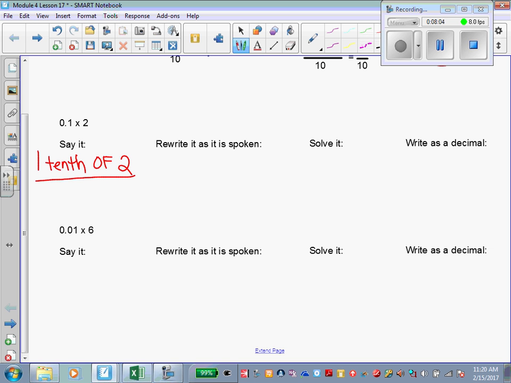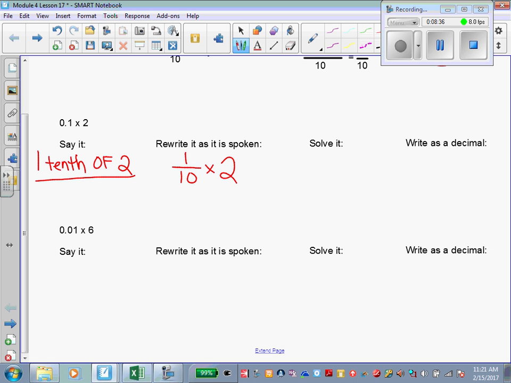Alright, now to rewrite it as we spoke it. Now I want it to be written as a fraction problem, as a multiplication with fraction problem. So Mason, how would I rewrite that? Very good. And this 1/10 then written as a fraction, 1/10 times 2. Alright, now I want to solve it. How can I solve 1/10 times 2?